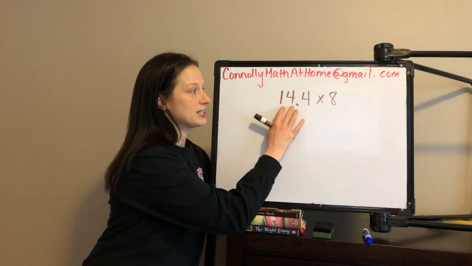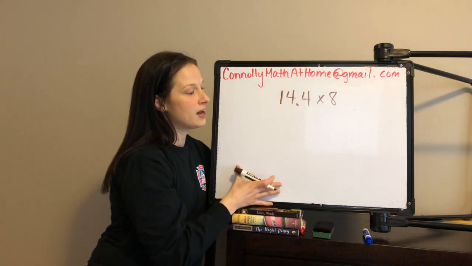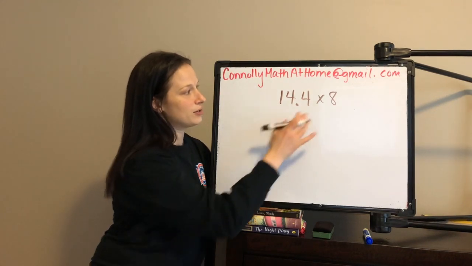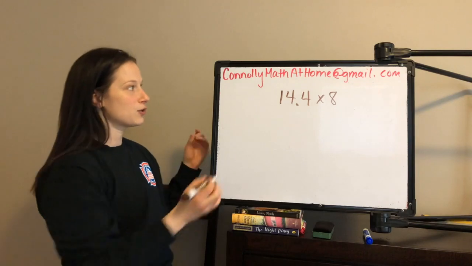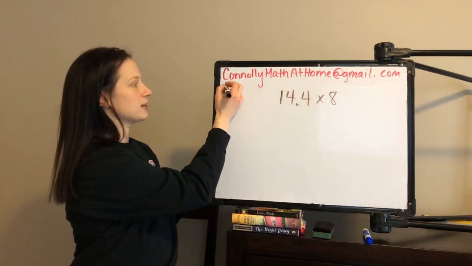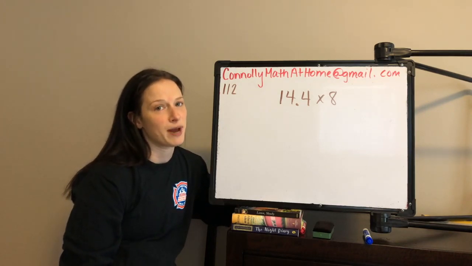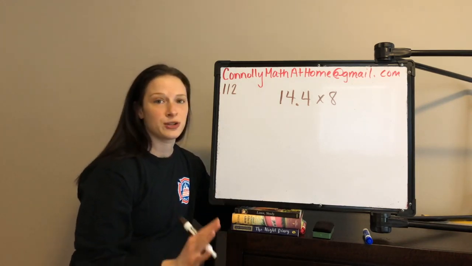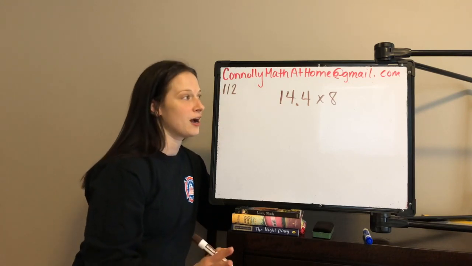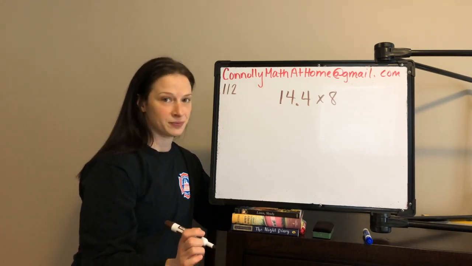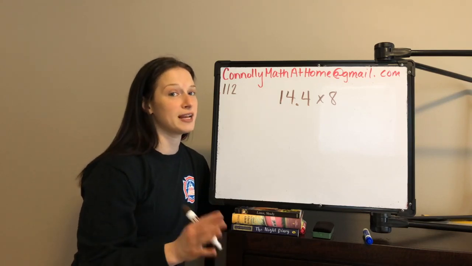I know that 14 4/10, I would round down to 14, times 8. So 8 times 10 is 80. 8 times 4 is 32. So 80 plus 32 is 112. So that's my estimate, and I know that my decimal should go somewhere to make my product closer to 112, okay?